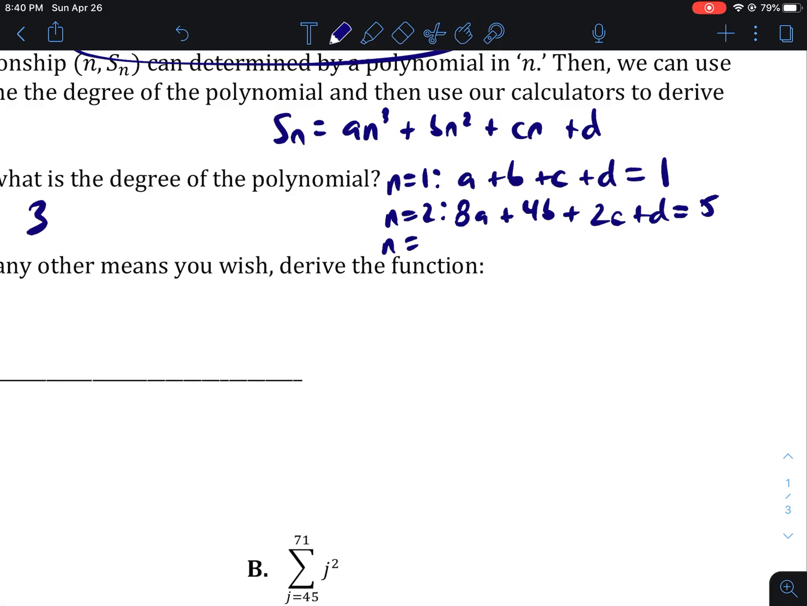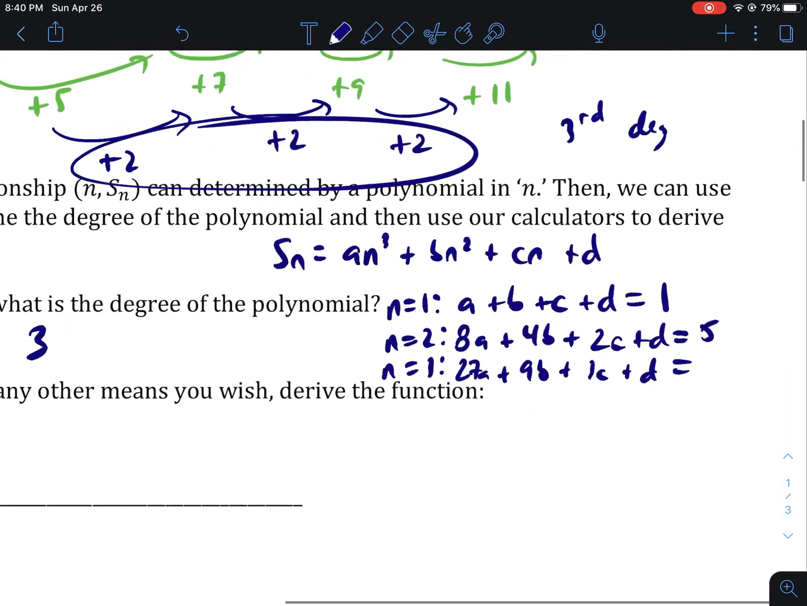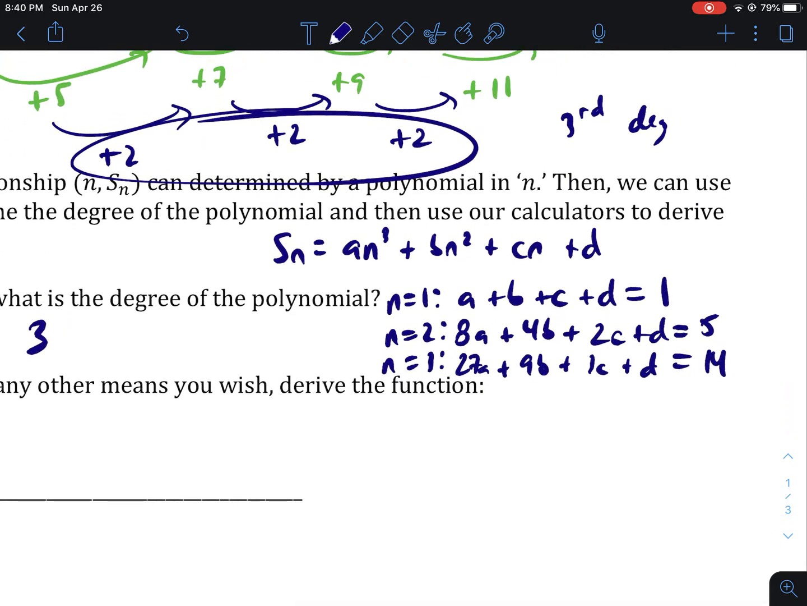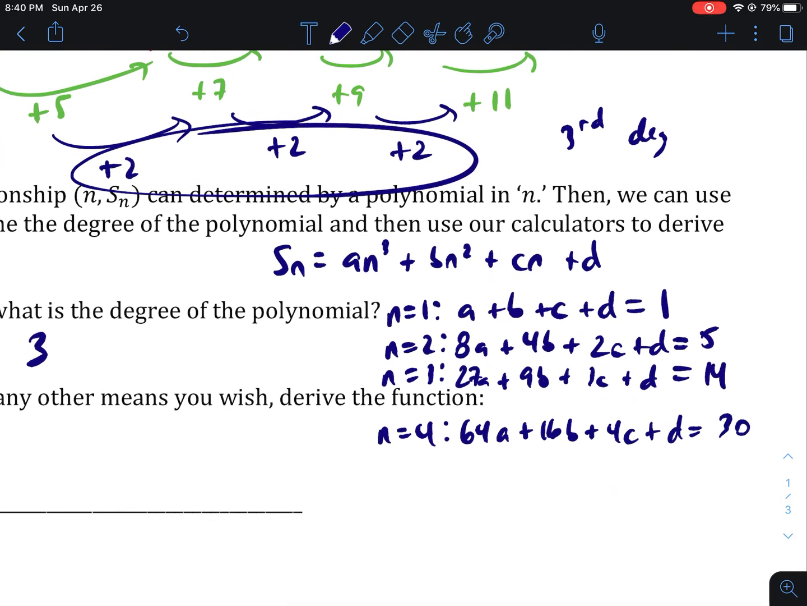If you put in n equals 3, same kind of thinking, you end up with 27a, 9b, 3c, and still just a d. At that point the sum was up to 14, so that's what this should produce. And finally, for a 4th value, putting in 4, 4 to the third is 64, so that's how many a's there are. There would be 16 b's, 4 c's, just 1 d, and at that point the sum is supposed to generate a 30. So we have a system.